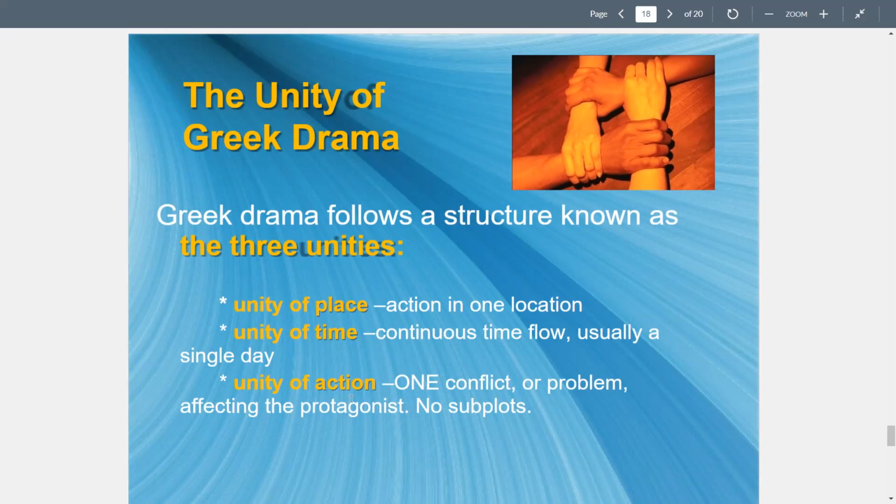So even Midsummer Night's Dream takes place over the course of 24 hours, but the action is not in one location, and there are multiple subplots in addition to the main plot of the lovers. So you can see that sometimes we can have unity of one or the other, but in Greek drama, we have unity of all three.